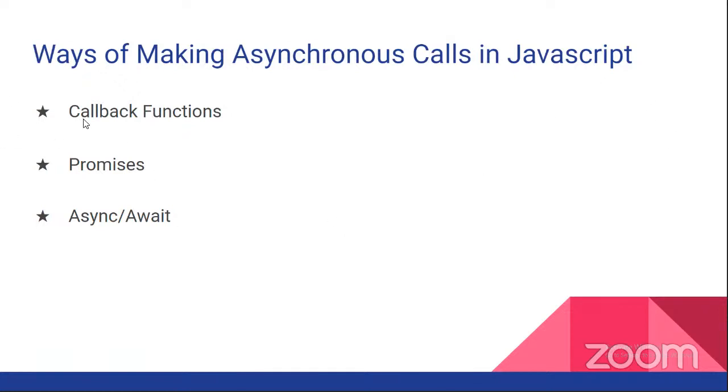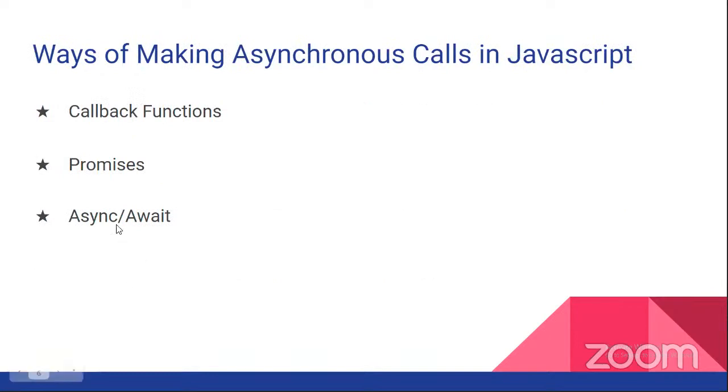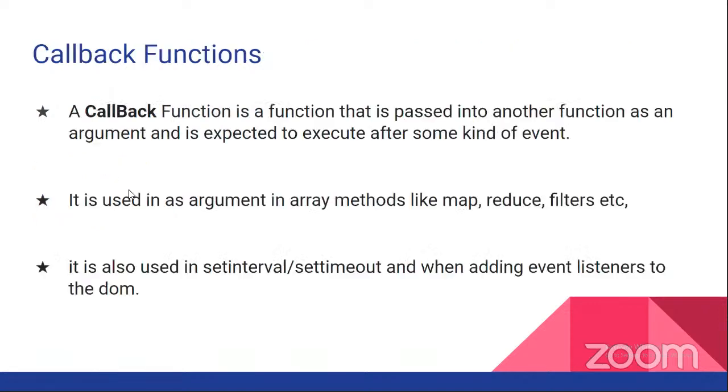We can make asynchronous calls in JavaScript using callback functions. I will explain that later. Then we can make asynchronous calls using promises. Then we can make asynchronous calls in JavaScript using async await. Although promises and async await are like, I don't want to say sugar and saccharin. It's just that they are almost the same thing because they basically do the same thing.